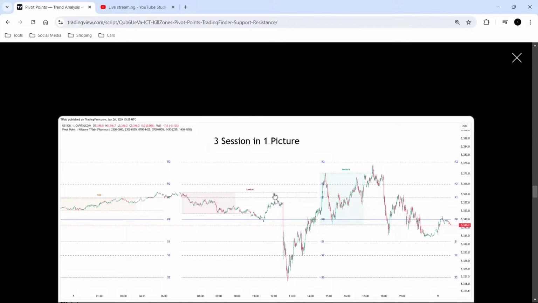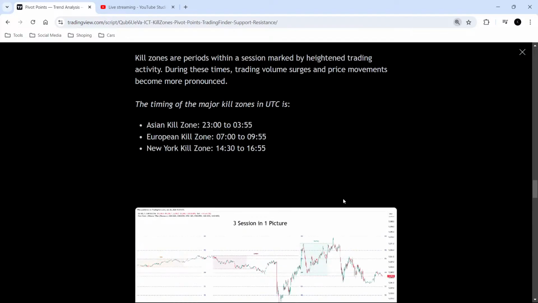So the London session... I don't understand. Alright, so it's just displaying the sessions, not kill zones. Yeah.